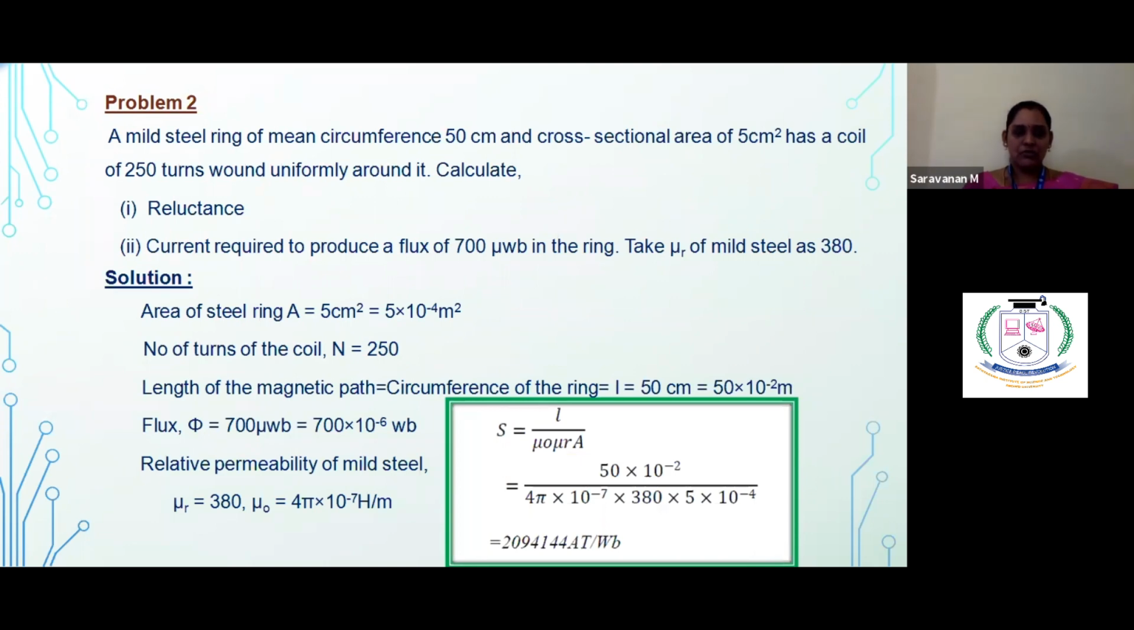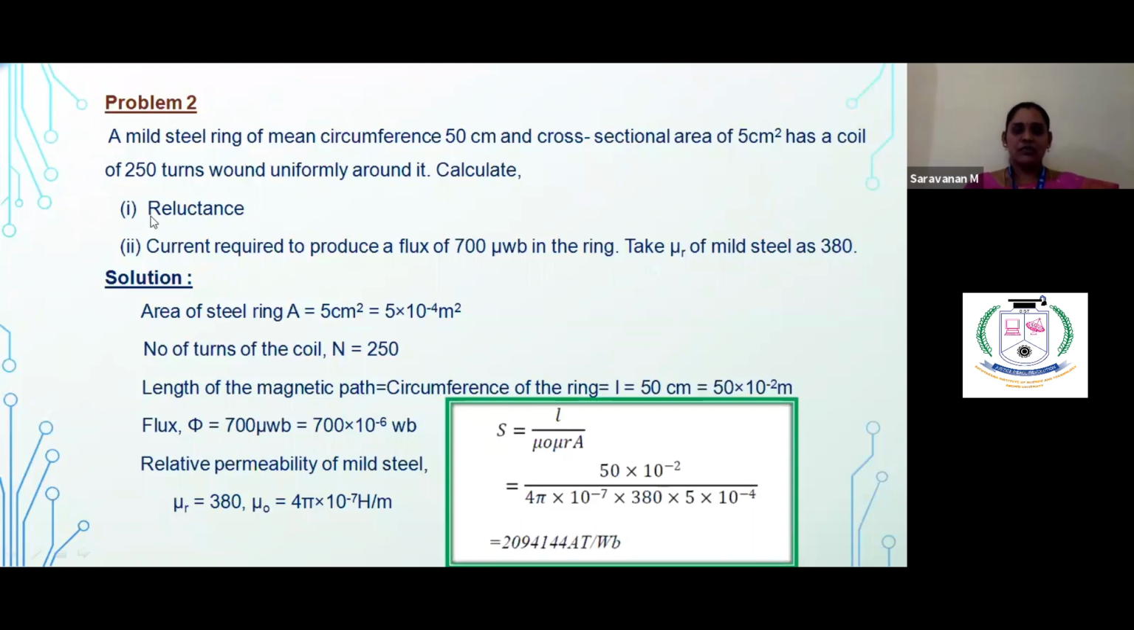In the next problem, you have a mild steel ring of mean circumference 50 centimeter, and the cross section area is given as 5 centimeter square, with 250 turns wound uniformly around it. Here you need to calculate its reluctance, and also the current required to produce a flux of 700 microweber in the ring. They have given the relative permeability value of mild steel to be taken as 380.